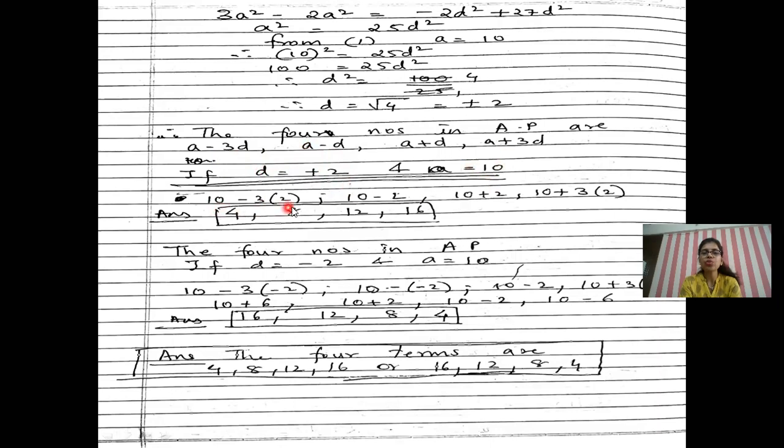By substituting over here, we get the numbers as 4, 8, 12 and 16. And when we substitute D value as -2 and A as 10, we get the values as 16, 12, 8 and 4. That is how our four terms can be 4, 8, 12, 16 or 16, 12, 8, 4. Okay, so I hope you all have understood this. Now we go to the next one.